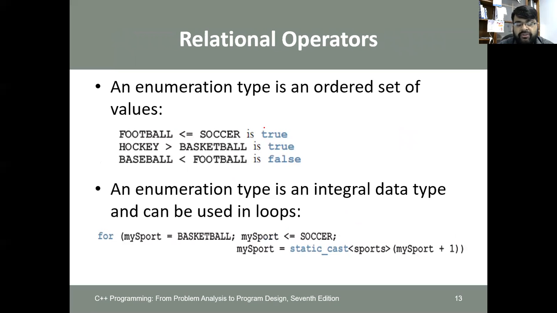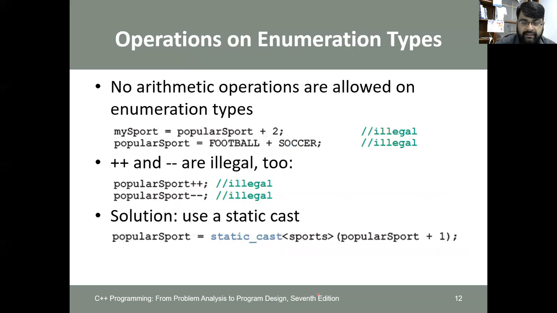Okay, an enumeration type is an ordered set of values. For example, football is less than or equal to soccer is true. Hockey is greater than basketball is true, while baseball is less than football is false. It's an ordered set, so it can be compared, right? So relational operators work fine with them. And an enumeration type is an integral data type and can be used in loops. It is also an integer, so that's the positive thing about it. Like I said in the previous example, it acts as an integer, right?